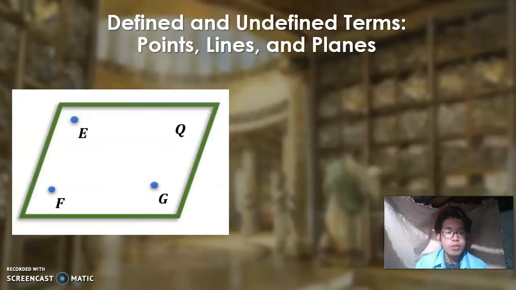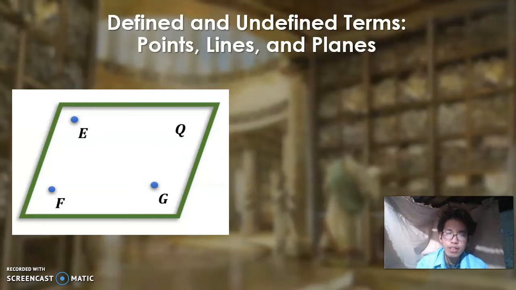Okay then, so we're finished with our second undefined term, which is a line. Now we move forward with our third undefined term, which is a plane. As you can see on the figure here, we have kind of a rhombus shape, but that is actually a plane. We call that plane Q.